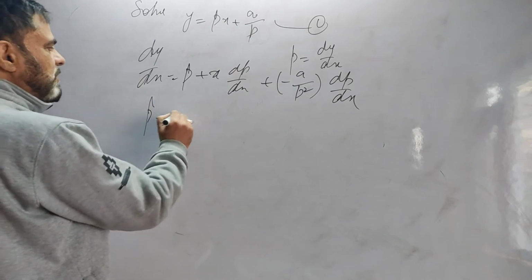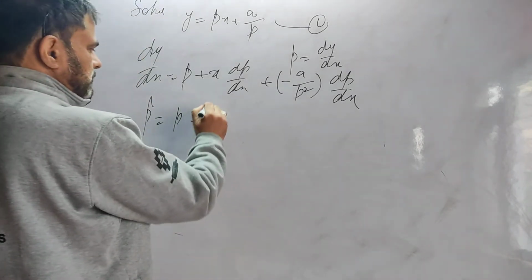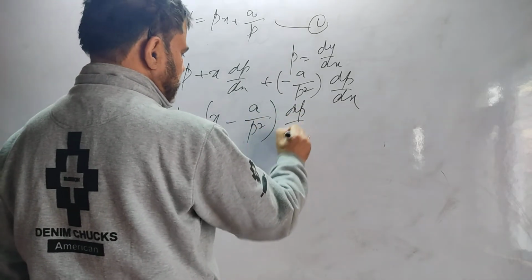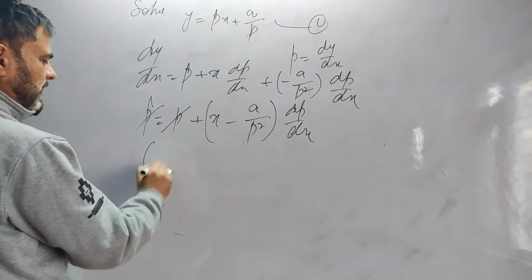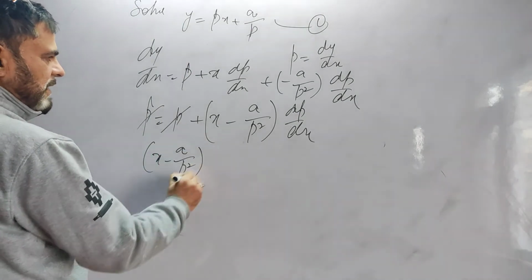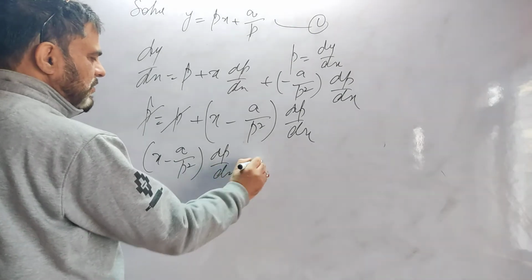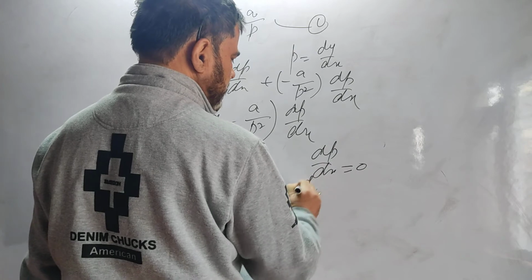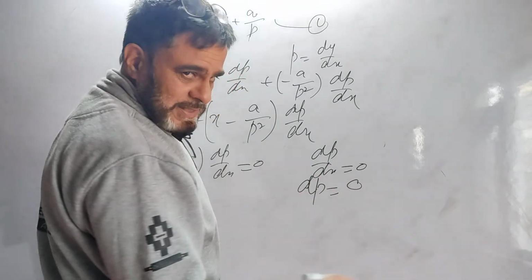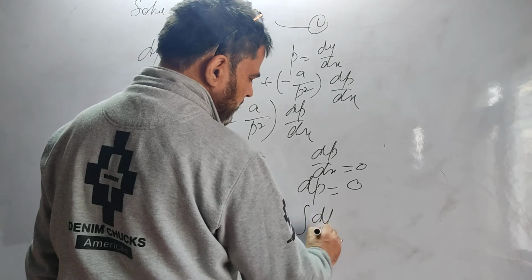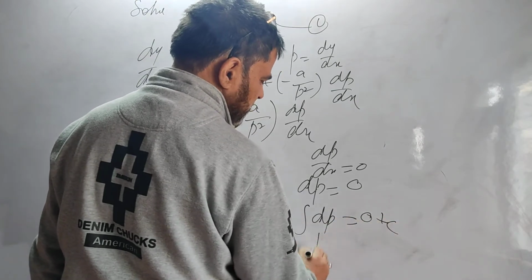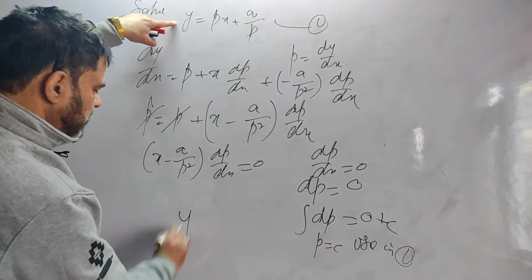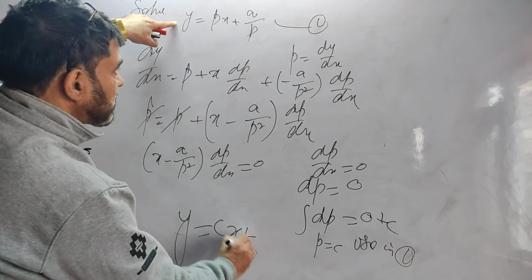This is p is equal to p plus x minus a by p square into dp by dx. This goes, this is x minus a by p square into dp by dx is equal to 0, which gives us dp by dx is 0. That gives dp is 0 by integrating on both sides. Integral of dp is equal to 0 plus c, that is p is equal to c. Use in the first equation, that will be the solution. It is y is equal to cx plus a by c.